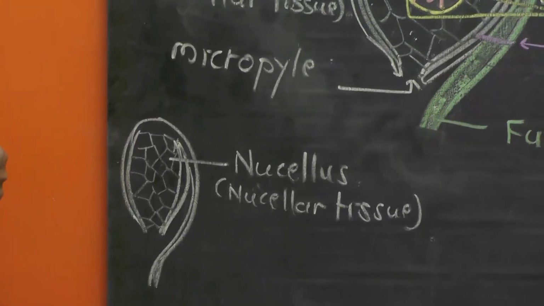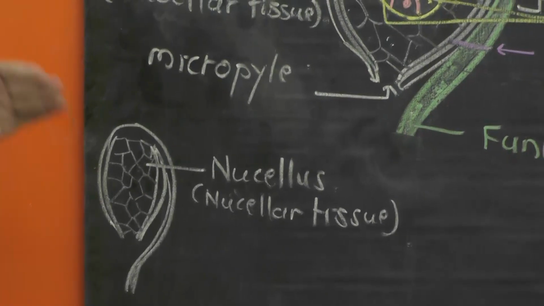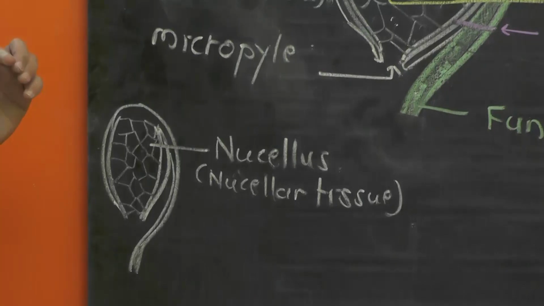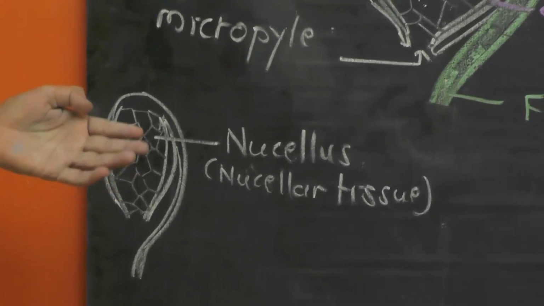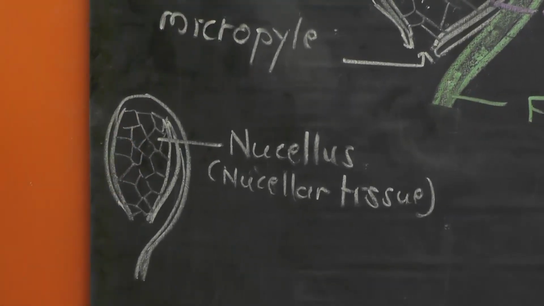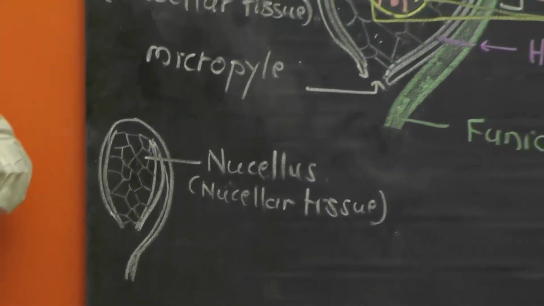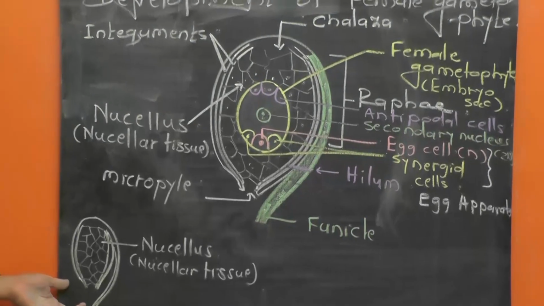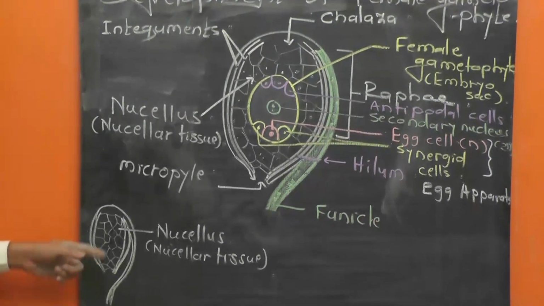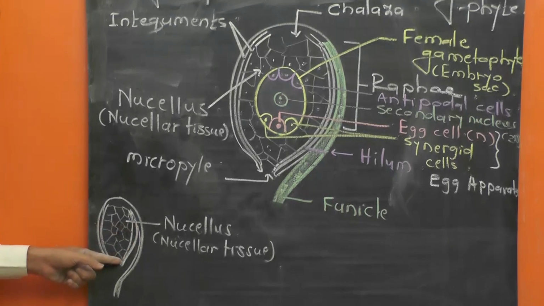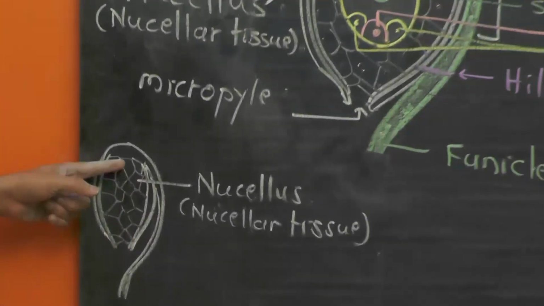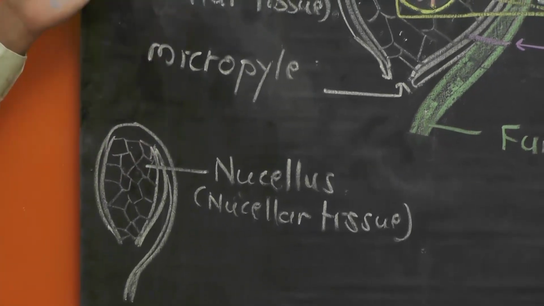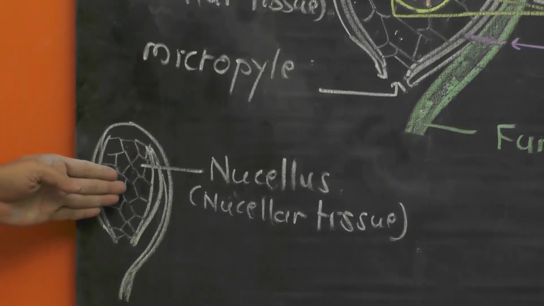Now in this immature anatropous ovule, initially megasporogenesis occurs, that is formation of megaspore, and then there is development of female gametophyte. Note that this is an immature ovule. In this immature ovule we see the integuments, the outer protective covering, and inside it the nucellus, which is nothing but diploid, thin walled, colorless parenchymatous tissue.